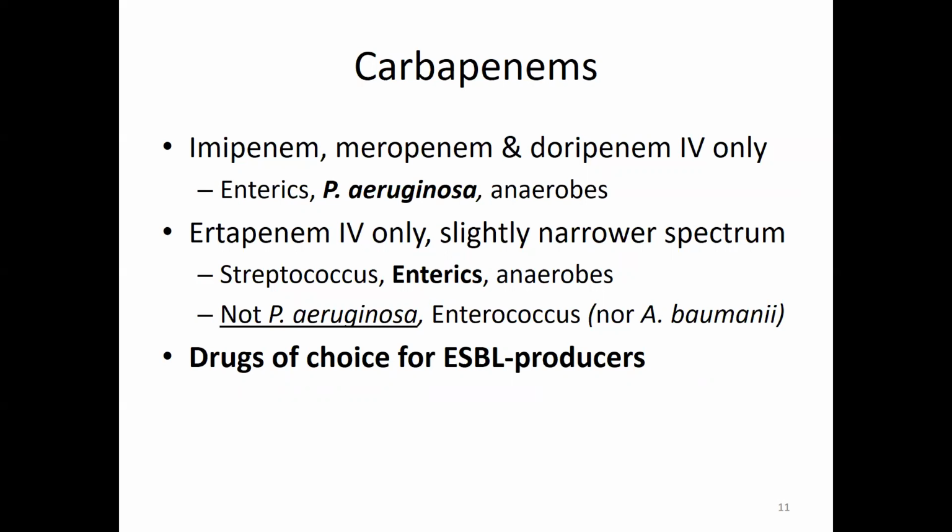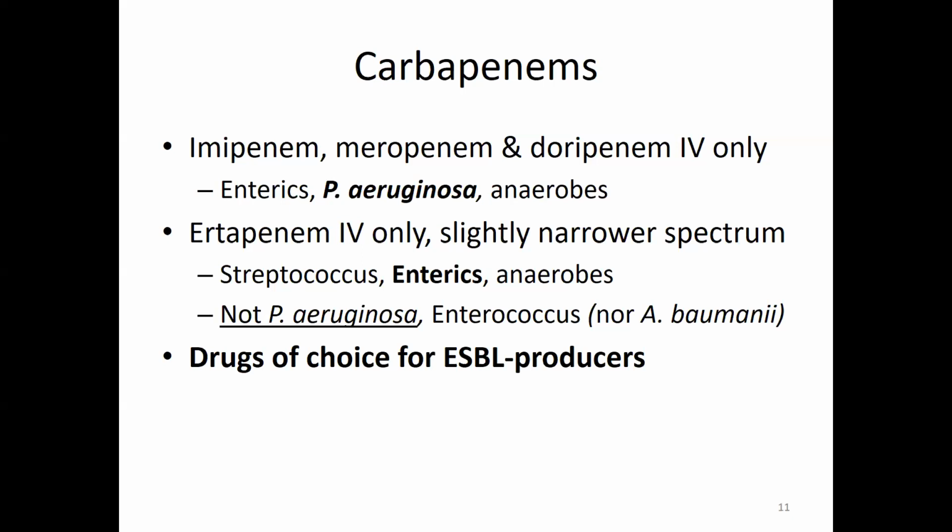Main points here: they work for Pseudomonas, they have good gram-negative activity, including enterics. They're the drugs of choice for ESBL producers. So I said when you hear that term, think resistance to ceftriaxone. And then I said Piptazo and those other broad-spectrum beta-lactams are not that great. So think carbapenems for serious infections with ESBLs. They also have anaerobic activity, so in that way they are a lot like Piptazo.